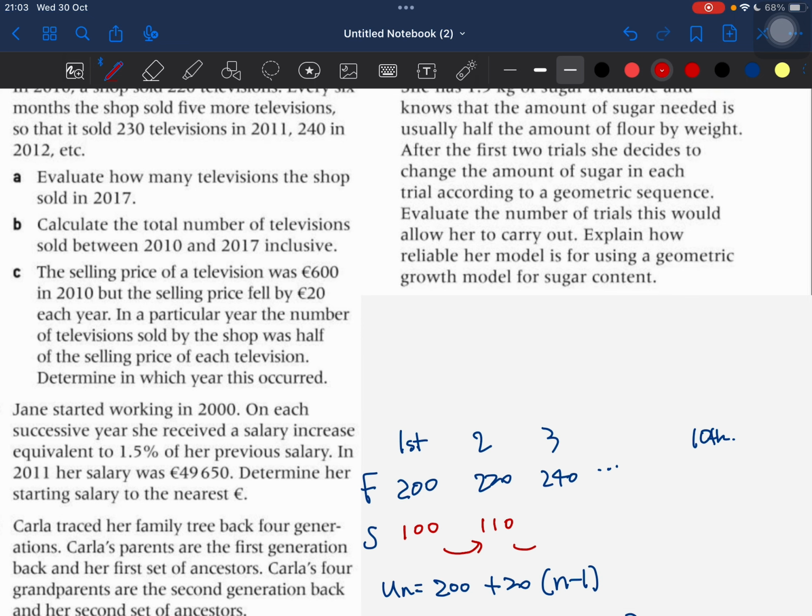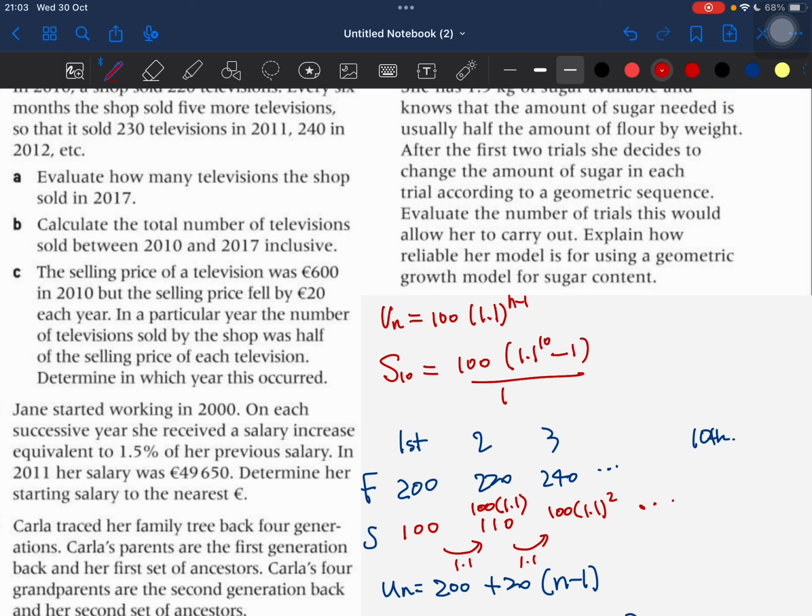Okay, so now this is times 1.1, so she needs to go for another 1.1. So 100 times 1.1 squared, and so on. So let's call it Vn. The first term was 100, the ratio 1.1, and n minus 1. So again, she will try 10 times. So S10 is 100 times 1.1 to the power of 10 minus 1, over 1.1 minus 1.